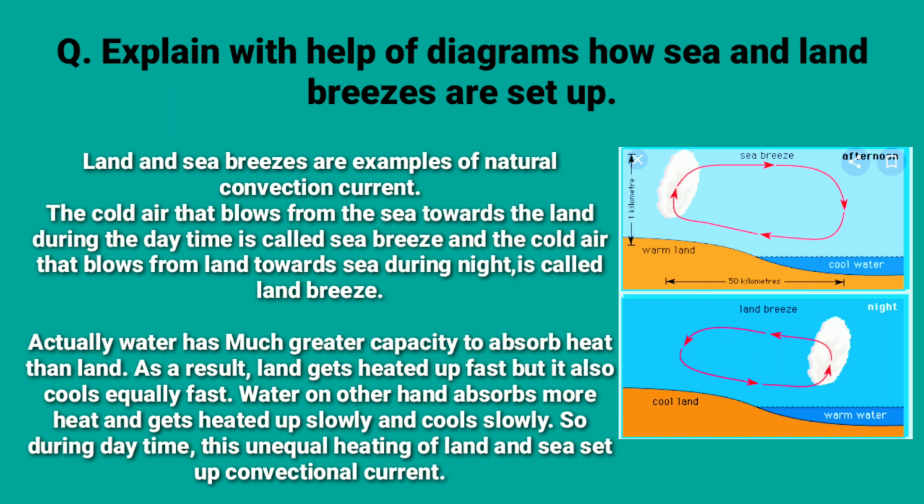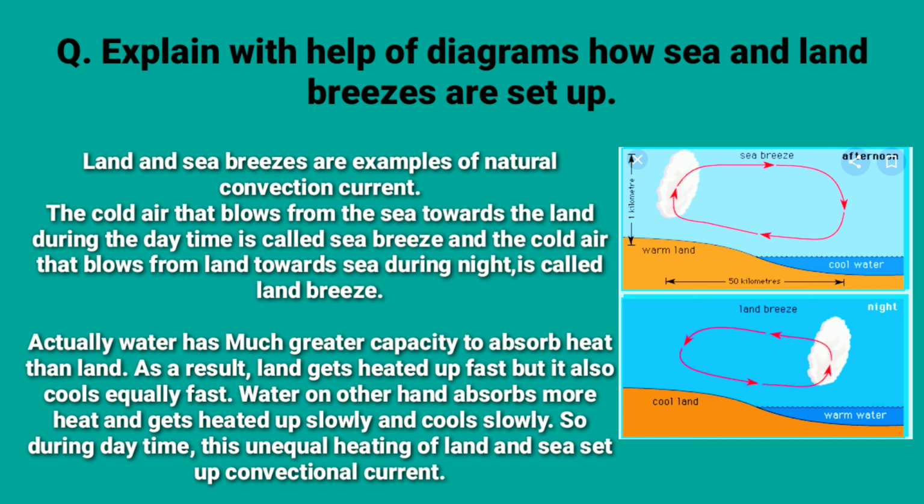Actually, water has much greater capacity to absorb heat than land. As a result, land gets heated up fast, but it also cools equally fast. Water, on the other hand, absorbs more heat and gets heated up slowly and cools slowly.